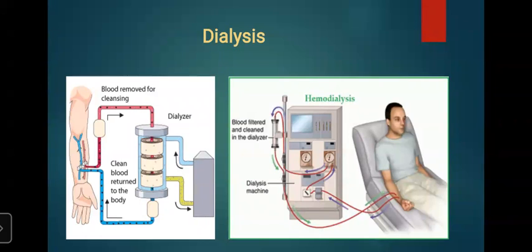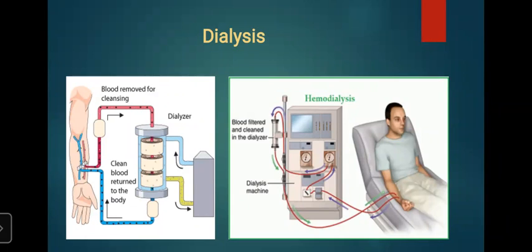So, understood, if sometimes the efficiency of kidneys fails, what will happen? We need to remove the waste material from the body, but the kidneys fail in that. So, at that time, nitrogenous waste is separated from the blood with the help of a man-made machine, which is called a dialyzer.